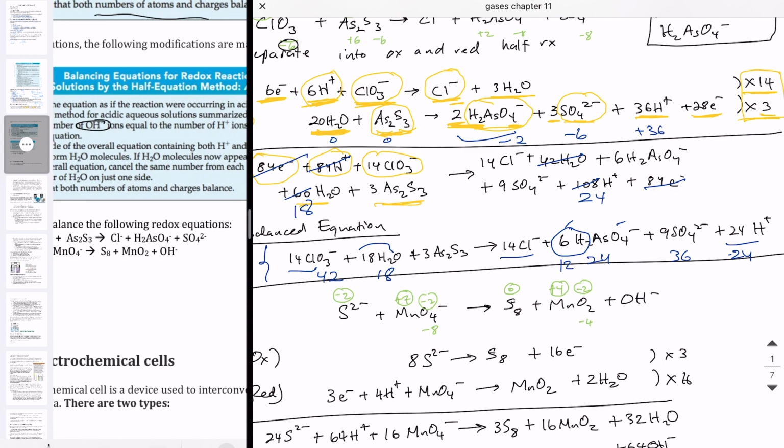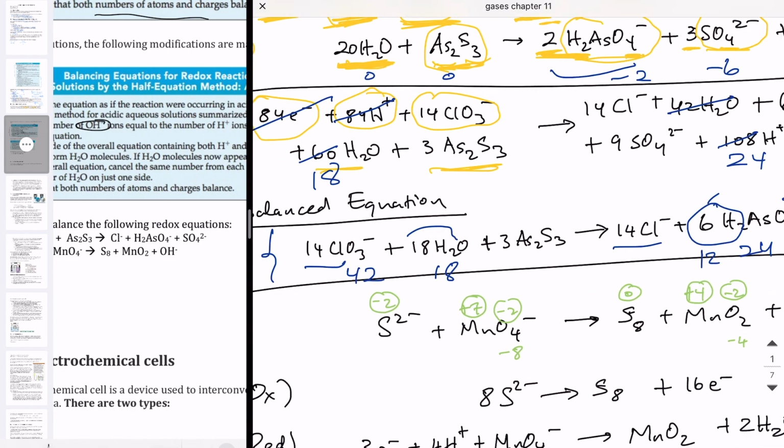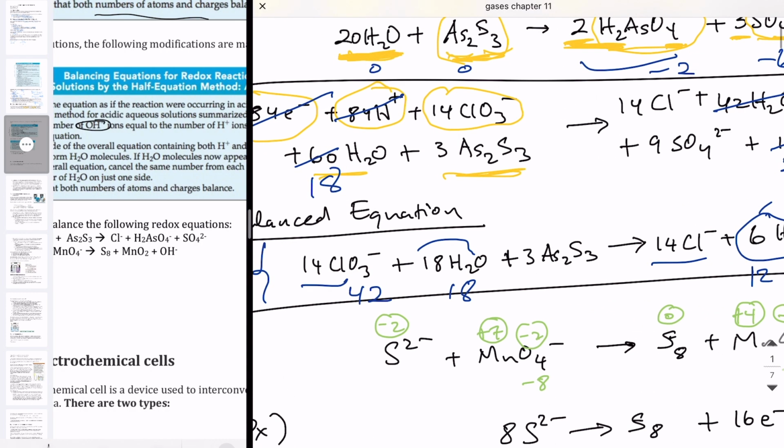Now we have to check charges. So that's almost always the step that people tend to forget. So if you look at charges, I'm going to use a green color here just to help distinguish. So the charges on the left is negative 14 because I have 14 chloride. Each chloride is negative 1, so that's why it's negative 14.